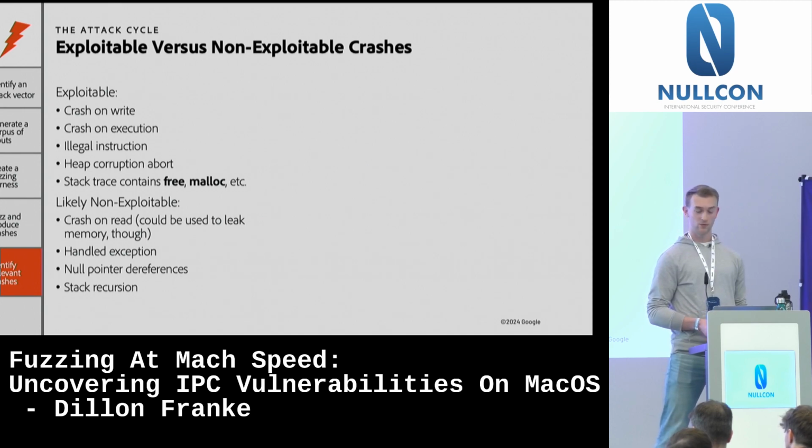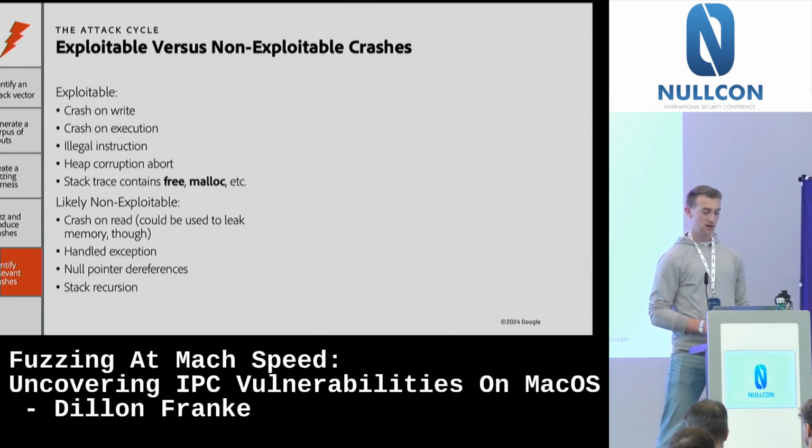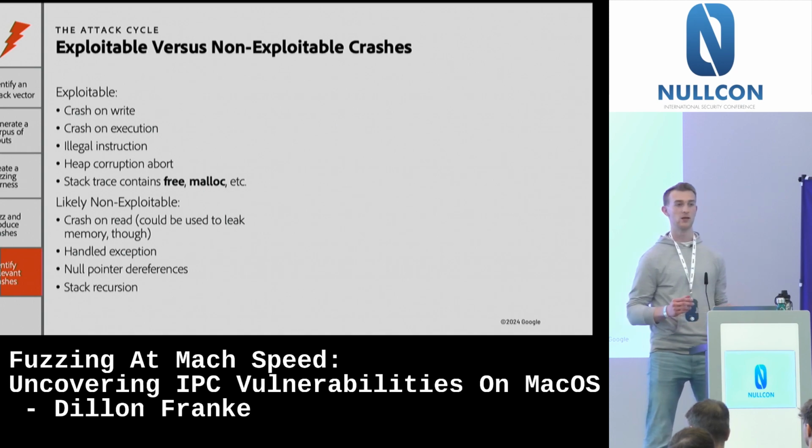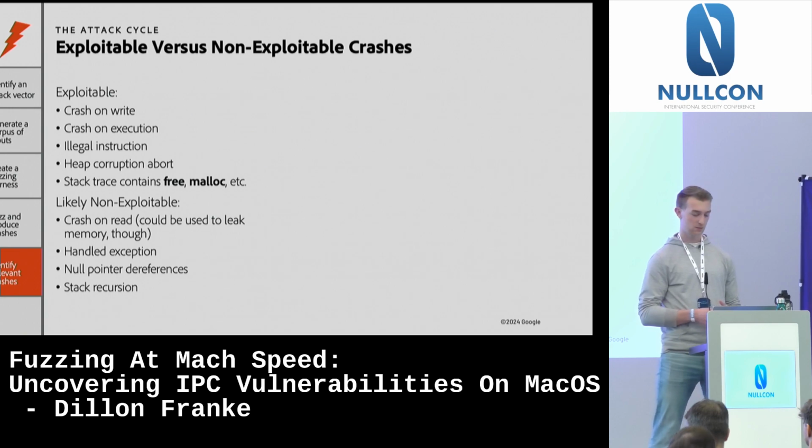So some examples of crashes that we really care about. A crash on a write is very important because that means that we are potentially writing data into memory that we don't control. And this can allow us to potentially write into other process memory or overwrite function pointers and get code execution. We also care about crashes on execution, illegal instructions, heap corruptions, and stack traces where we see things like free and malloc or some of those low-level memory management APIs.